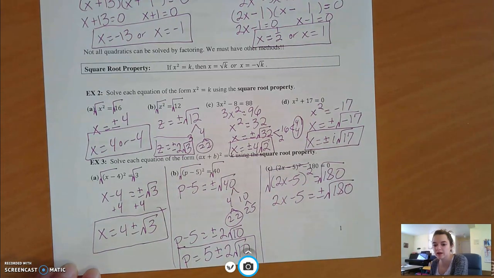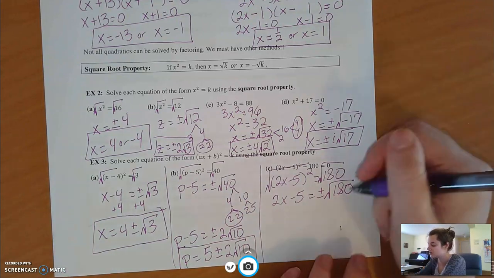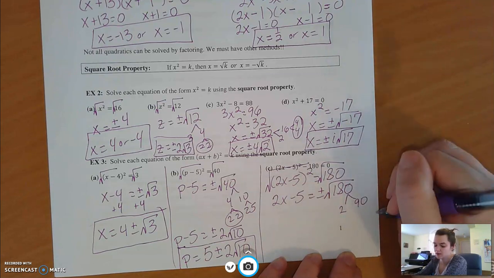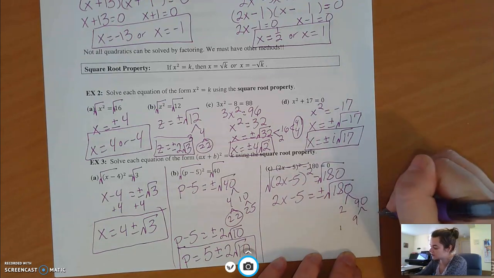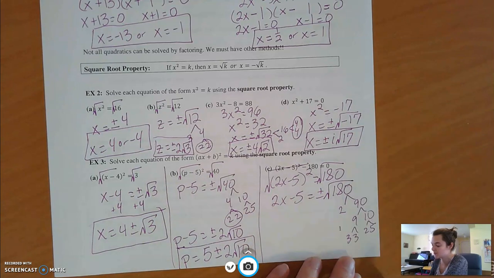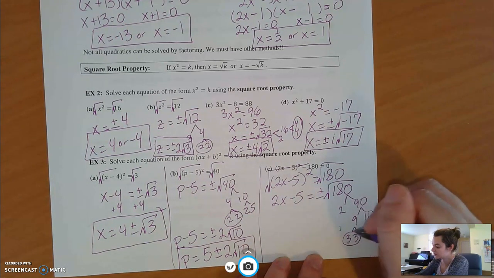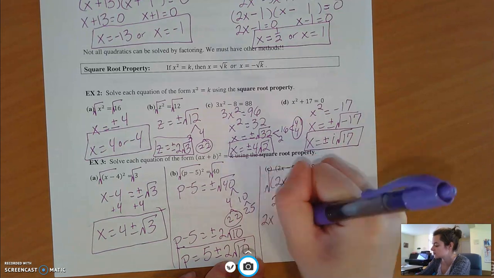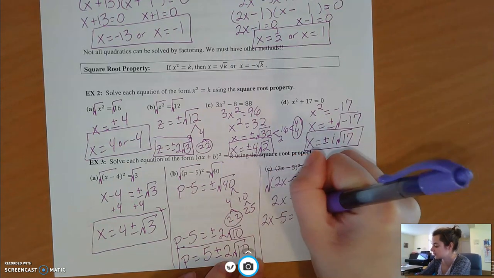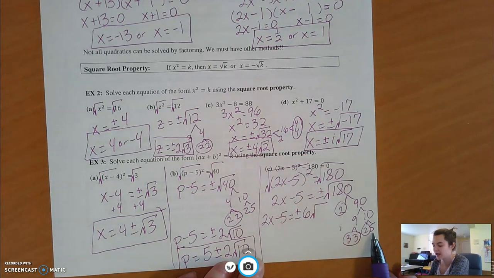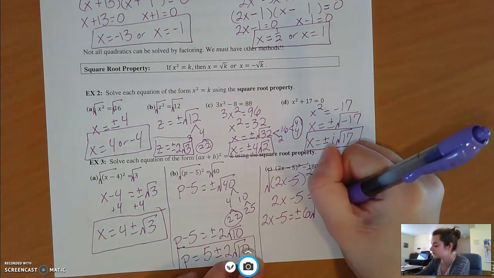And yet again, the square root of 180 can be simplified a little bit, so let's do that. Okay? So 180 would be 2 times 90, and 90 would be 9 times 10, and 9 is 3 times 3, and we know that 10 is 2 times 5. So we can simplify by taking out a pair of 3s and a pair of 2's. Okay? We take out 3's and 2's, 3 times 2 is 6. So I'll have 2x minus 5 equals plus or minus 6 square root of, and I have a 5 on the inside that I didn't use.